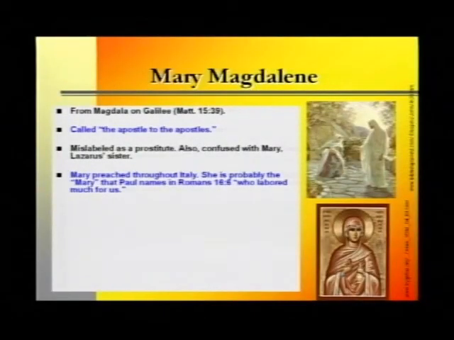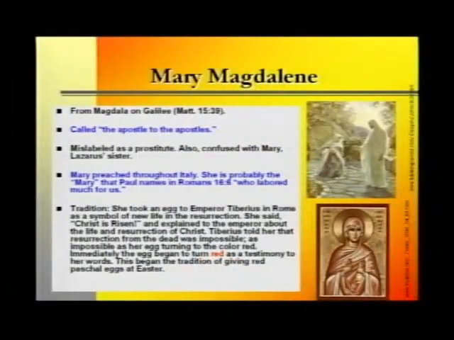Mary preached throughout Italy. She is probably the Mary that Paul names in Romans 16:6, where it says, who labored much for us. Quite possibly, because she was there in Rome at that time. Now, there is a very strong tradition that Mary took an egg to Emperor Tiberius in Rome as a symbol of new life in the resurrection. This had to happen before 37 AD because Tiberius didn't live past that. She said to Tiberius, Christ is risen. Now, she must have been a woman of means and substance in order to even have an audience with Tiberius.